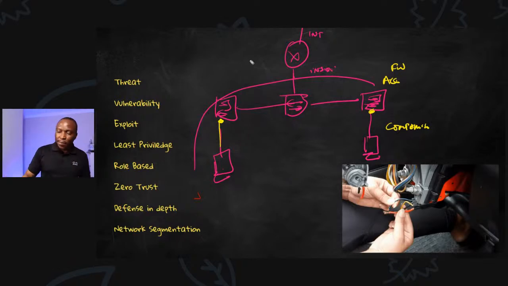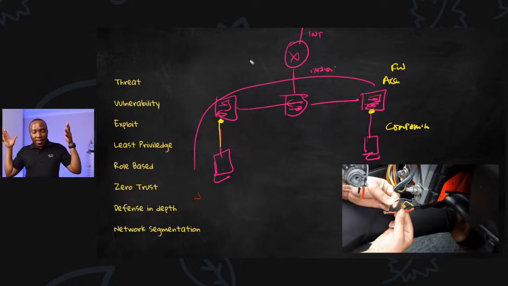So zero trust simply says, I don't trust anything. I don't trust anyone. I'm going to implement security from a point of no trust. And I'm going to apply it to everything, whether you're inside or you're outside.